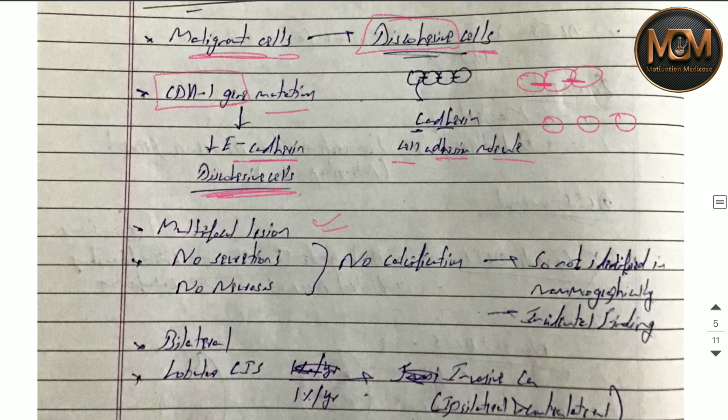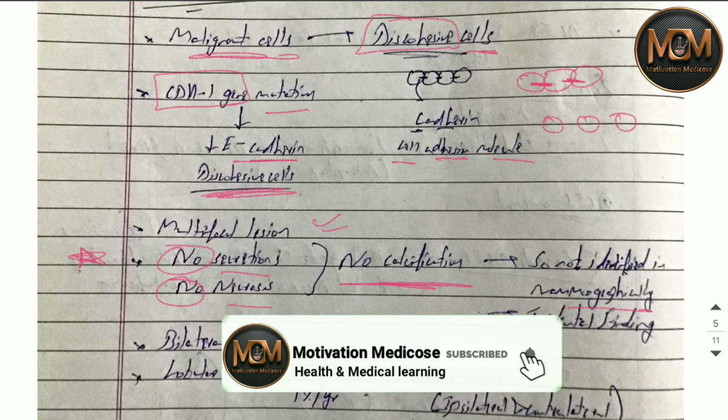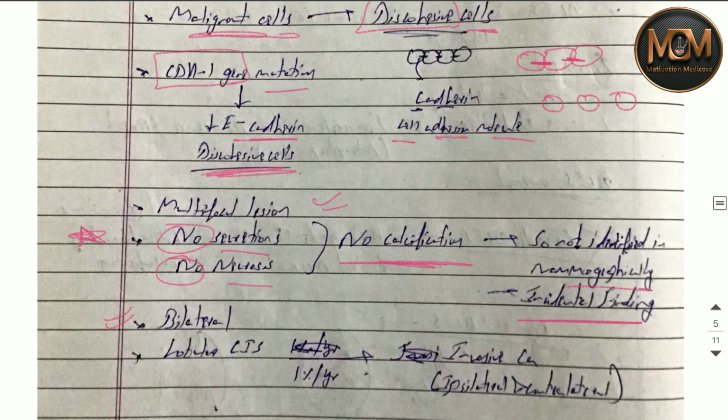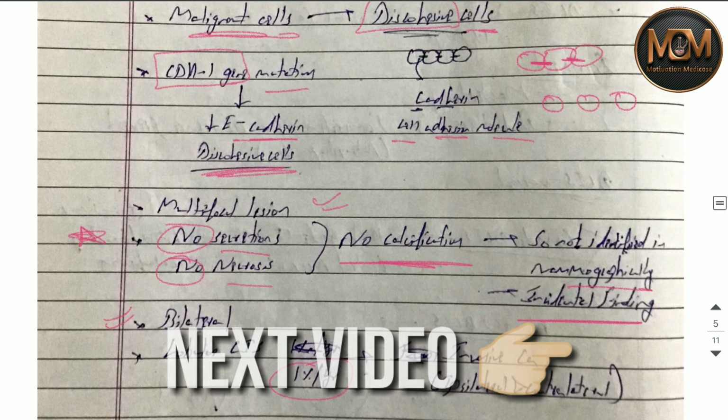But the one thing which differentiates ductal carcinoma in situ from the lobular one is that there's no secretion, necrosis, or calcification. So you cannot identify this cancer on mammography. Basically, it is an incidental finding, meaning you are testing for something else and you are able to find this cancer. But this can occur bilaterally, meaning in both breasts. And in this also, if not treated, the risk increases 1% per year and may lead to invasive carcinoma.